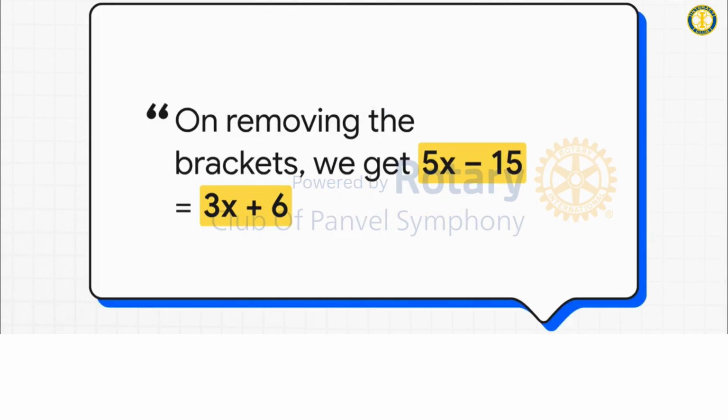So the first thing you want to do anytime you see brackets like this is to expand them. It's also called the distributive property. You just multiply the number on the outside by each thing on the inside. So 5 times x is 5x, and 5 times negative 3 is negative 15. On the other side, 3 times x is 3x, and 3 times 2 is 6. And look at that! Now we have an equation that looks way more familiar.